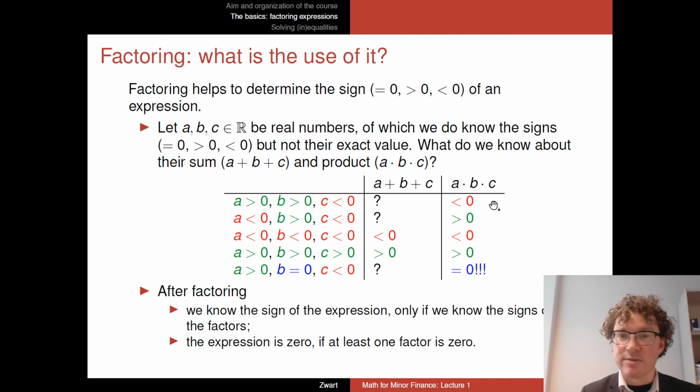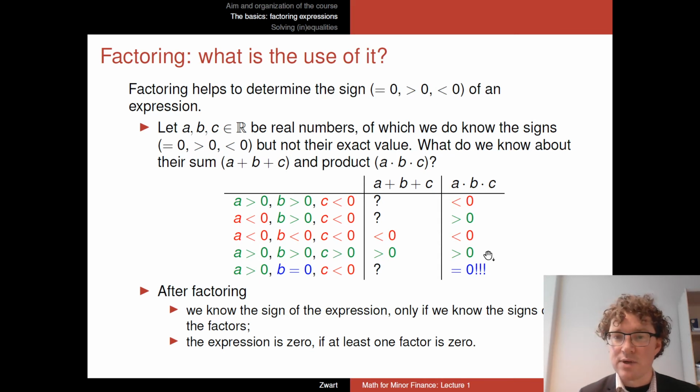Does it tell us something about the product of a, b, and c? Yes, sure. You multiply a positive number by a positive number and multiply that by a negative number, and the outcome is always going to be a negative number. Same thing for some other example. In some cases you can say something about the sum of these three numbers, in particular if they have the same sign. So if all are negative, then the sum of these three numbers is also going to be negative. But in all cases, we can say something about the product.